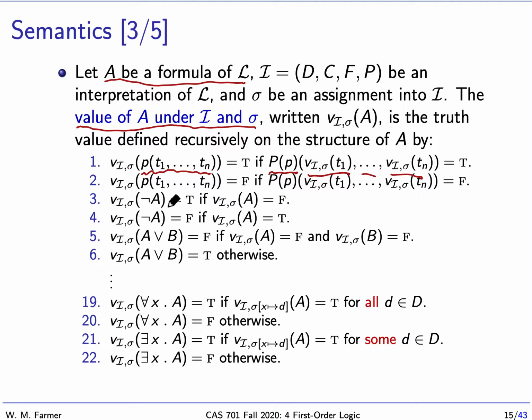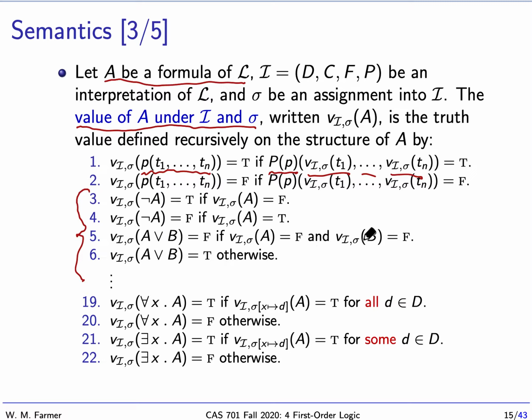And then we do the same thing for all the Boolean operators. There's a whole bunch of them here. So for instance, for negation, we'll say the value of the negation of A is true if the value of A is false. The value of the negation of A is false if the value of A is true. And the value of a disjunction, A or B, is false if the value of A is false and the value of B is false. Otherwise, the value of A or B is true, and so forth.